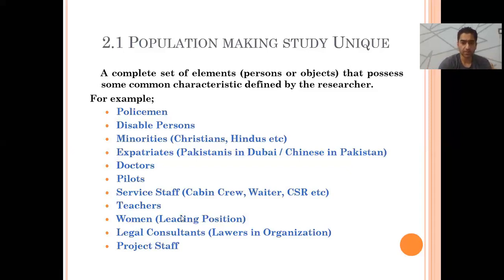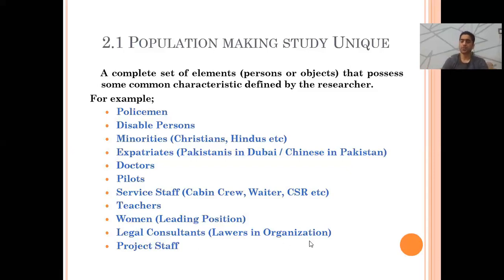Or women in a leading position. In our country, we think that women are not very good decision makers. So if I have to work, I have to go for a topic like decision making among the women who are working in leading positions. The reason is it's an assumption. Maybe it's just an assumption and the reality is quite different. So women's decision power can be a topic, and legal consultants, lawyers in the organization.